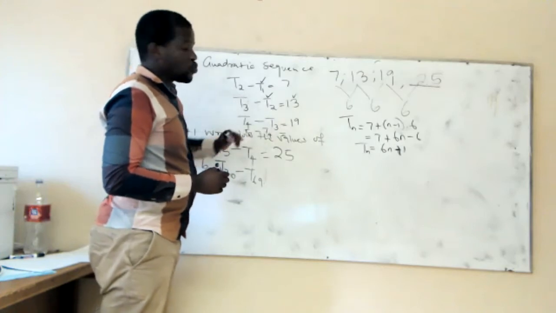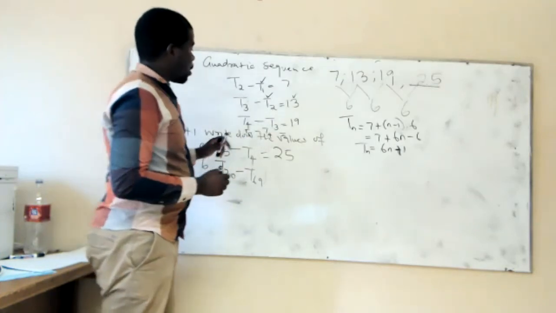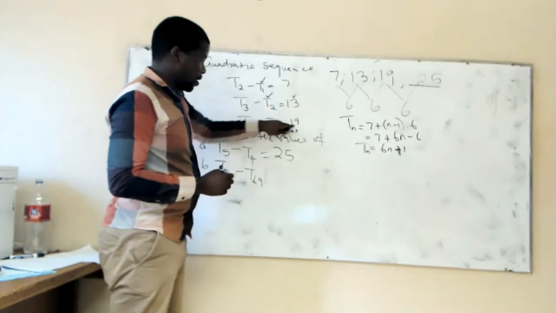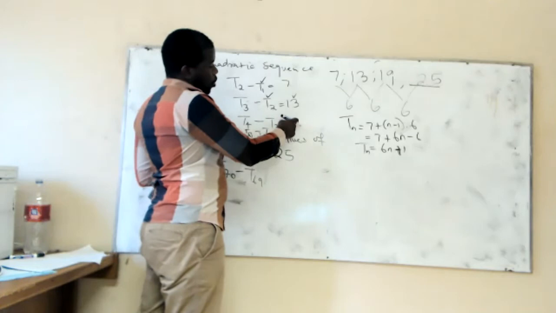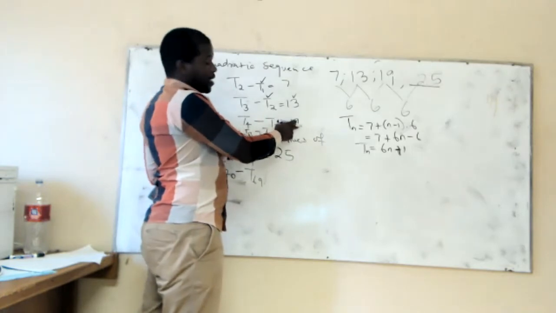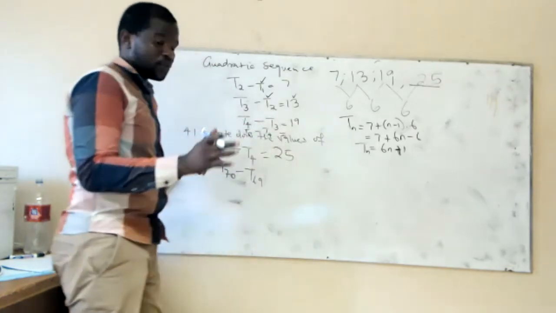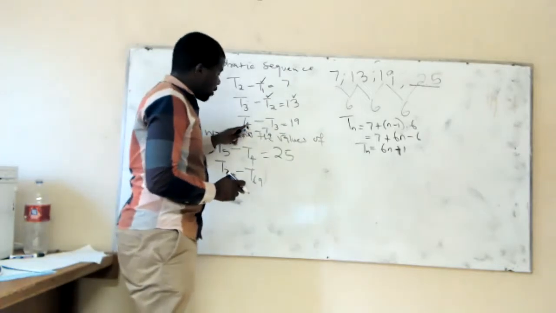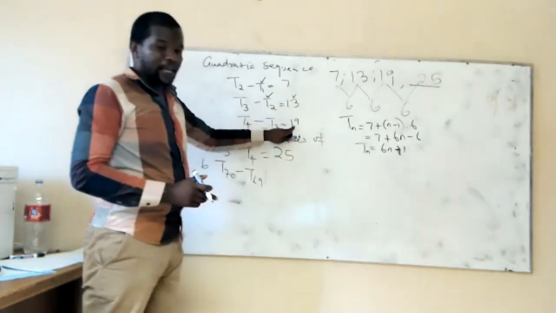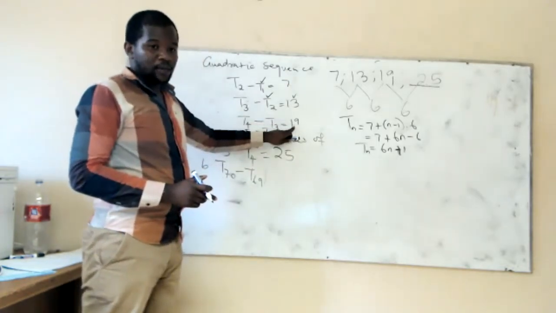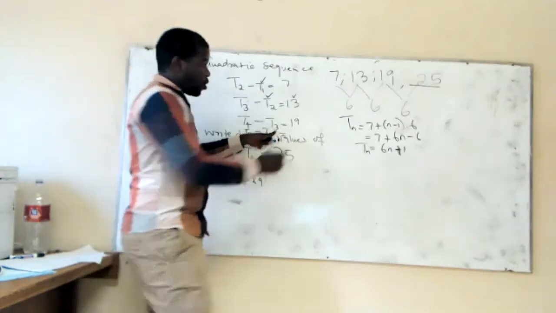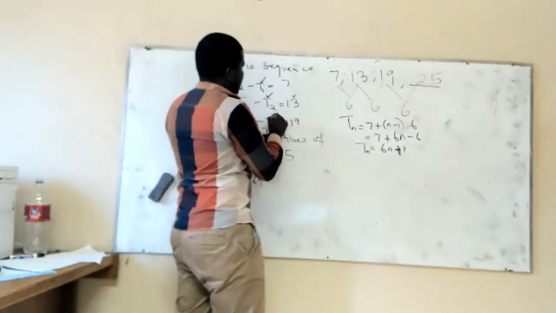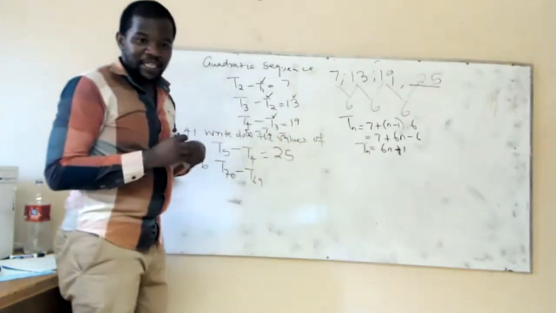And now let's go to T3. T4 minus T3, which is equal to 19. Which number are we supposed to substitute in order for us to get a 19? I'm doing these questions slowly so that you get it right. Do we substitute a 4 or a 3 in order for us to get a 19? Isn't it 3? We substitute a 3 in order for us to get 19 here.